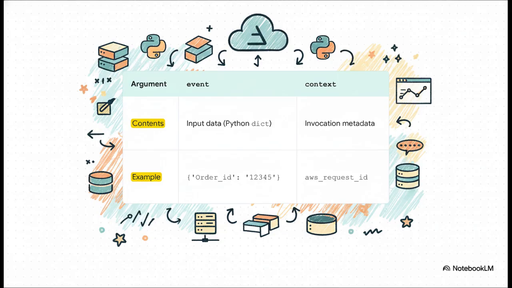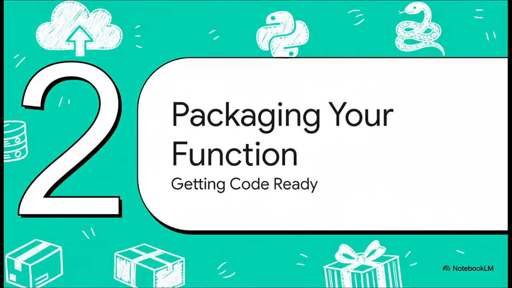Well, the event object, that's your data. It's the payload from whatever triggered your function, and Lambda's nice enough to convert it from JSON into a Python dictionary for you. The context object, on the other hand, is kind of like your backstage pass. It gives you all this useful runtime info from Lambda itself, like the request ID or memory limits, which is super helpful for debugging. Okay, so you've written your handler, you've got your logic down. But hold on, you can't just toss a raw .py file at AWS and call it a day. You have to package it up for deployment, which brings us to our next step.